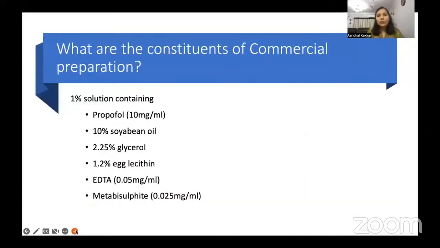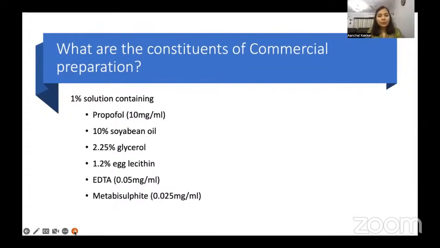Then the next question is, this is a milky white solution. What are the constituents of this commercial preparation? It comes as a 1% solution. It contains propofol 10 milligrams per milliliter, 10% soybean oil, 2.25% glycerol, 1.2% egg lecithin. Then it may have EDTA or metabisulfite: EDTA in a concentration of 0.05 mg per ml and metabisulfite in a concentration of 0.025 milligram per milliliter.